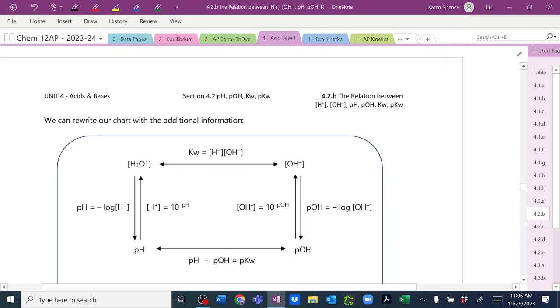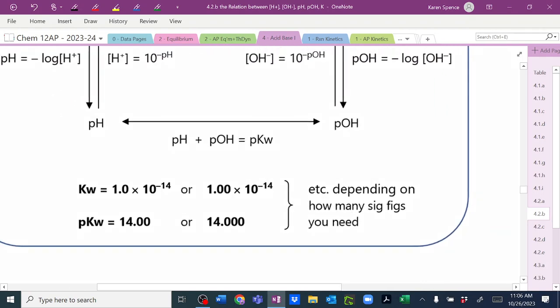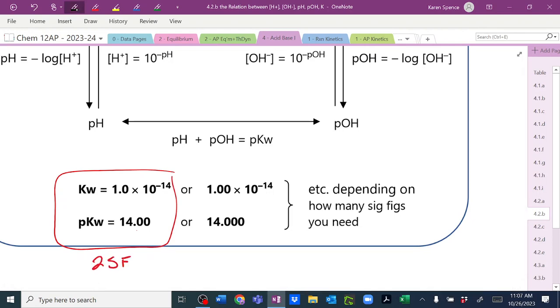There we go. There's our chart with everything in it. Now, you can use Kw is equal to 1.0 times 10 to the negative 14 if you need only 2 sig figs. That means if your other numbers you're working with have only 2 sig figs, use this one. If you're working with 3 sig figs, use those numbers so you don't decrease the number of sig figs.